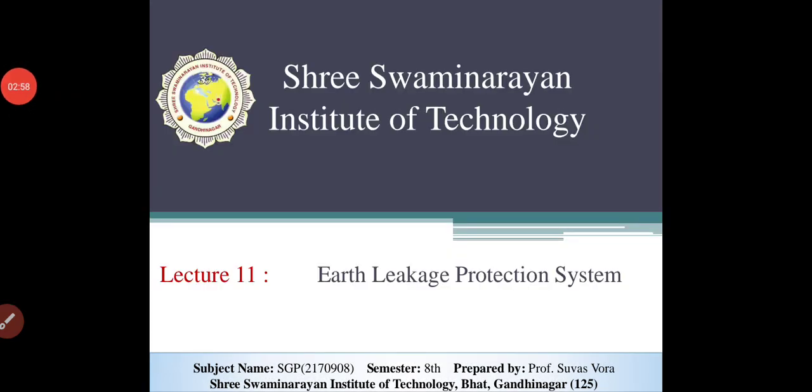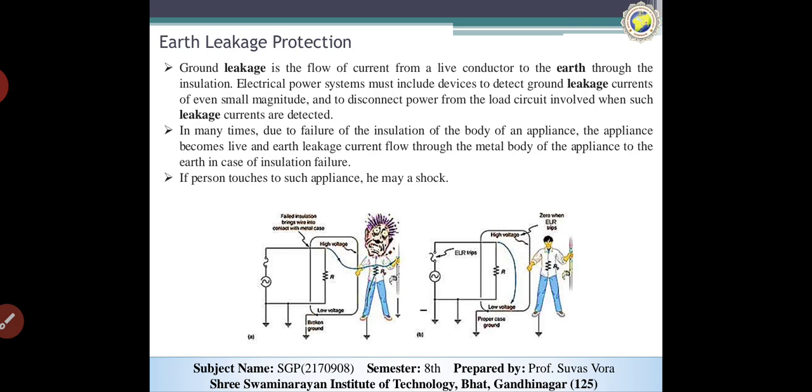Now, today's topic is earth leakage protection systems. Starting with this topic, we will learn what earth leakage is and how to protect against it. Basically, earth leakage, or ground leakage, is the flow of current from the live conductor to the earth through the insulator.